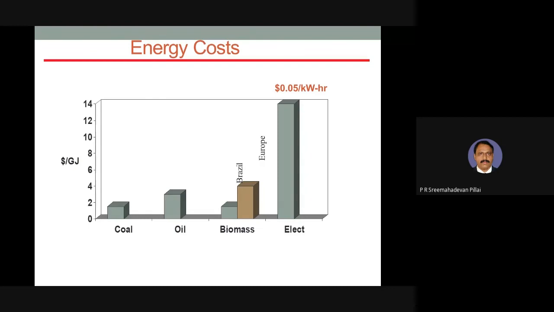But coal is still pretty cheap. In Tamil Nadu there is plenty of coal deposit, in the Neyveli area and the Trichy area. But that coal is of a somewhat lesser quality. It is called lignite. So this figure shows the cost of different forms of energy. You see coal is the cheapest, oil is the next, and then biomass is the next. Then electrical energy is the highest cost energy. Electrical energy is produced from any of the other things.